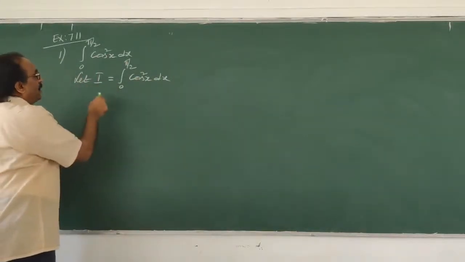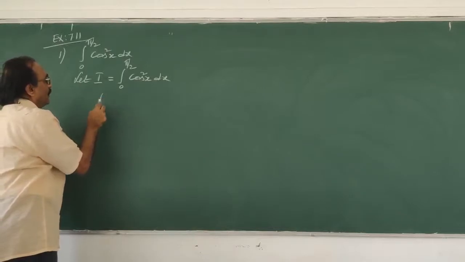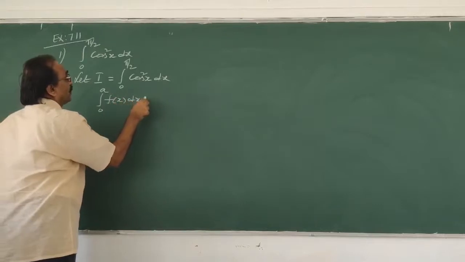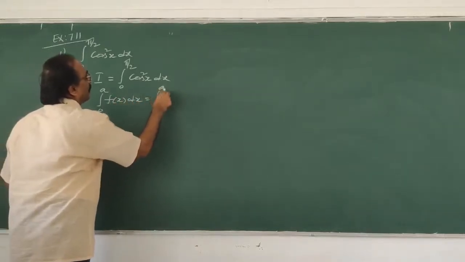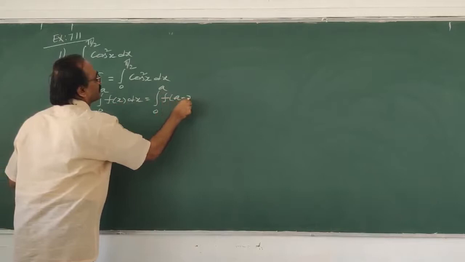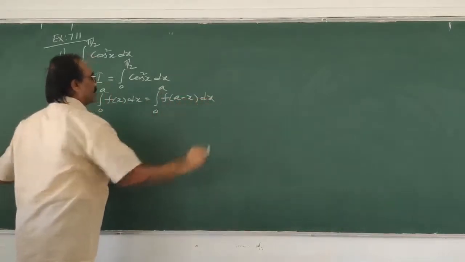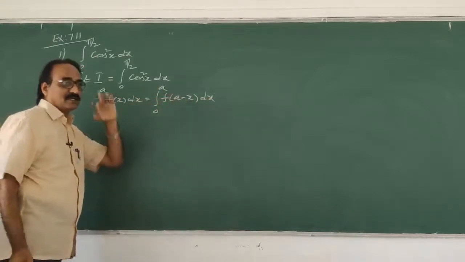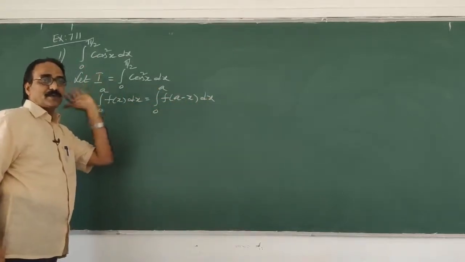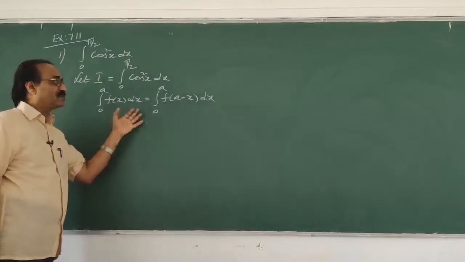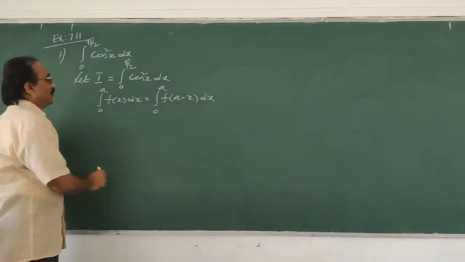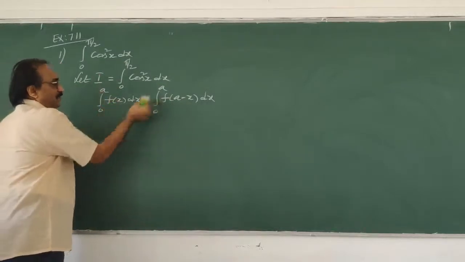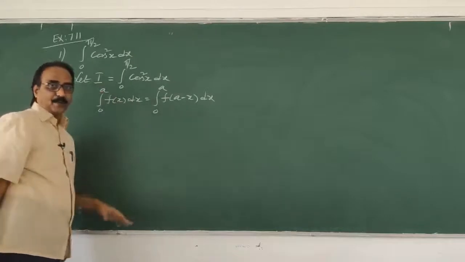Now I am going to use the property: integral 0 to a f of x dx is equal to integral 0 to a f of (a minus x) dx. This is the property, correct or not? You will use this property several times, many more times. When limits are there, wherever x is there, if you substitute a minus x, it is the same according to this property which you already proved.